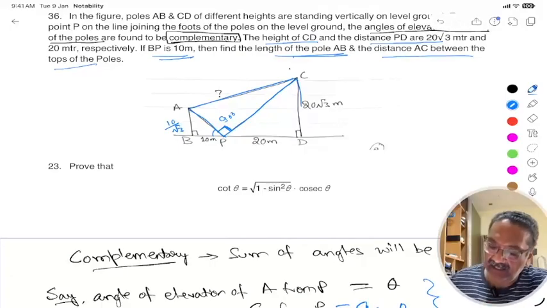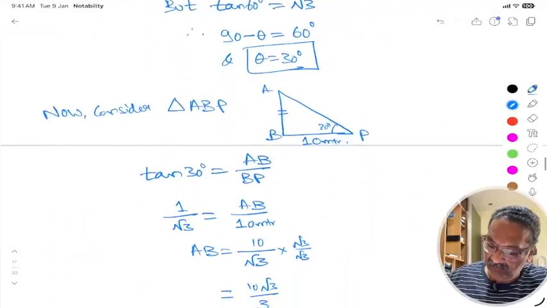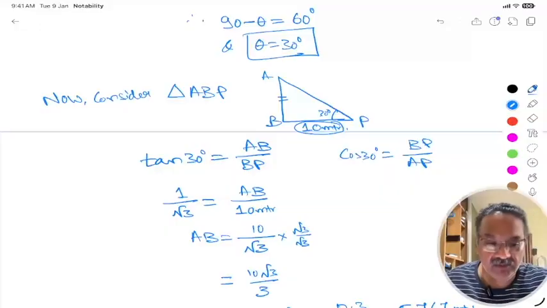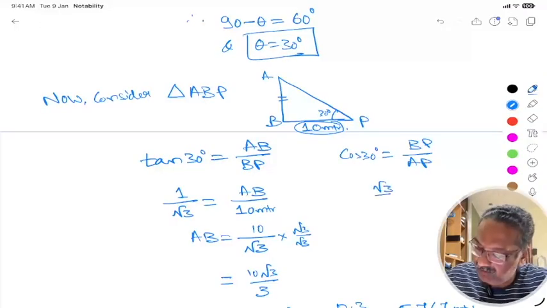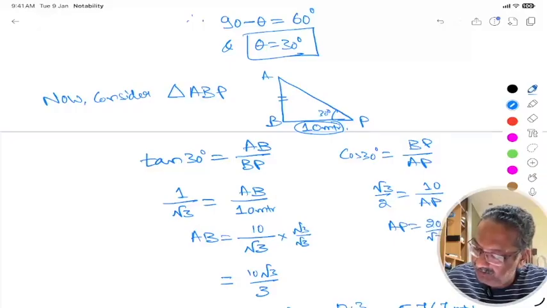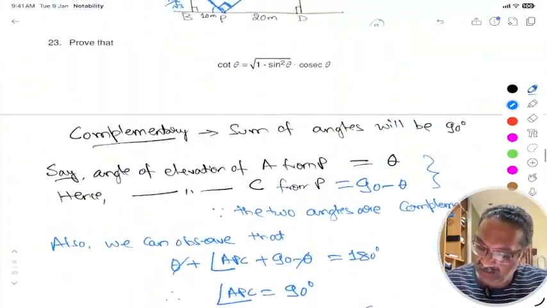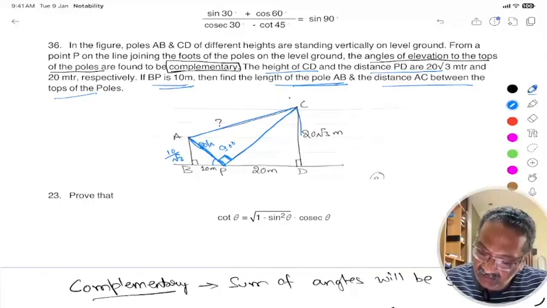Okay, now let us find AP. Let us find AP first. So what will be the value of AP? Let us find it in this same triangle. Now, we know the adjacent side here, correct? So cos of 30 degrees is equal to adjacent BP by AP. What is cos of 30 degrees? Root 3 by 2. So root 3 by 2 is equal to BP, which is 10 meters, divided by AP. So AP is equal to 20 by root 3. So we got AP. How much did we get for AP? 20 by root 3.